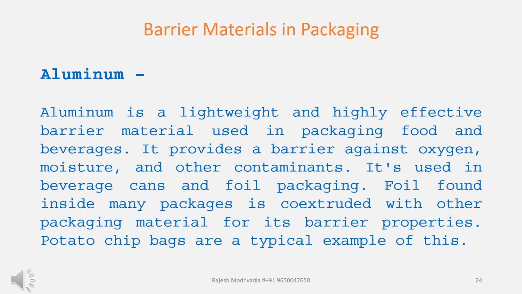Aluminium. Aluminium is a lightweight and highly effective barrier material used in packaging food and beverages. It provides a barrier against oxygen, moisture, and other contaminants. It's used in beverage cans and foil packaging. Foil found inside many packages is co-extruded with other packaging material for its barrier properties. Potato chip bags are a typical example of this.